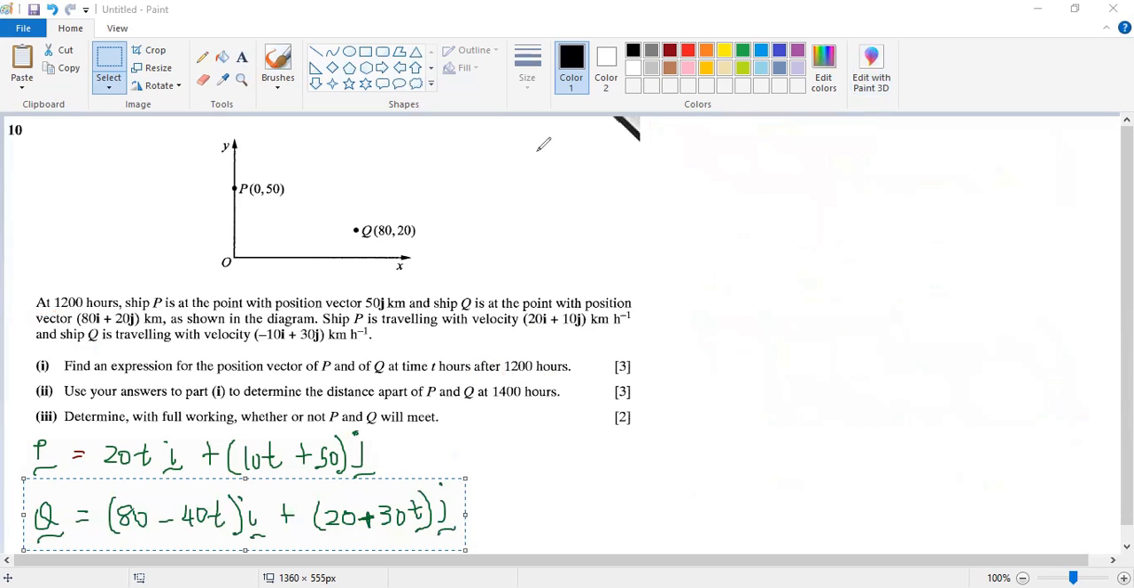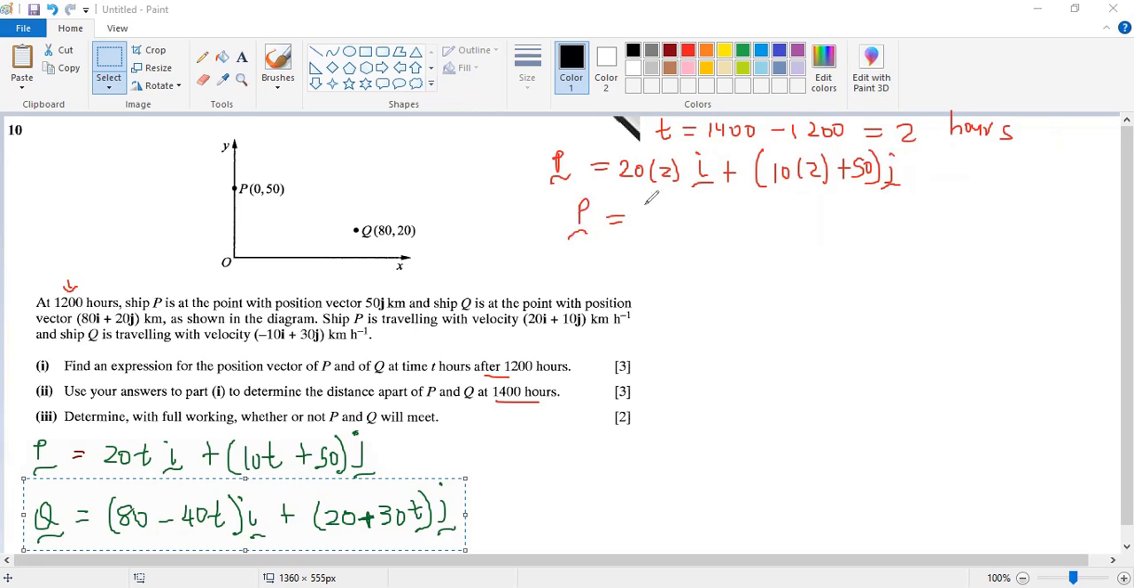So the first thing we must understand is the time is counted after 1200 hours, this point here. So at 1400 hours, the T, counting in hours, is 1400 minus 12 hours, which is T is 2 hours. Basically, we just need to evaluate P and Q and then find the distance at T equal to 2. So P equals 20 times 2 I plus 10 times 2 plus 50 of the J.